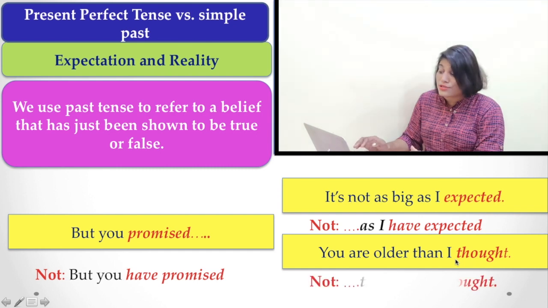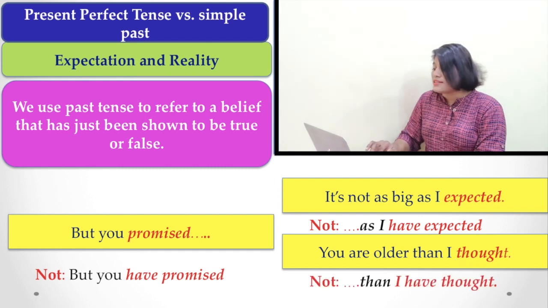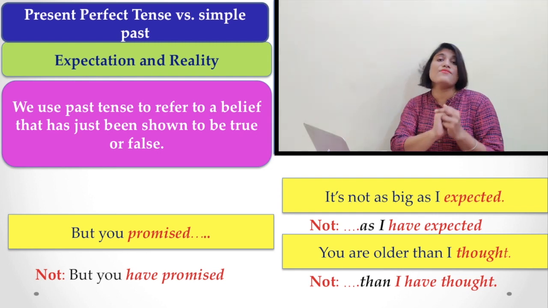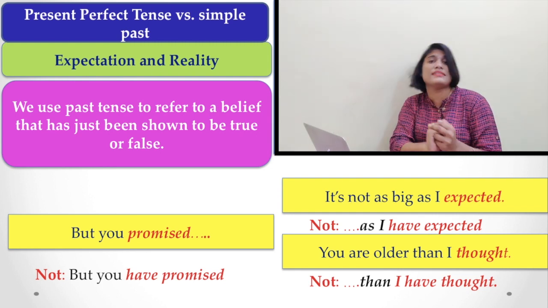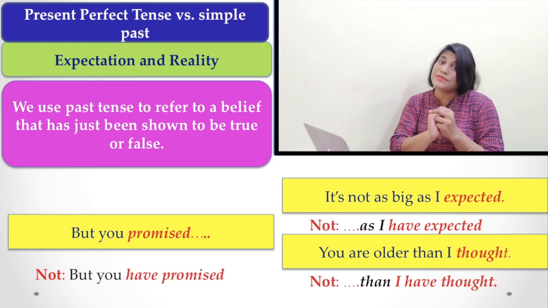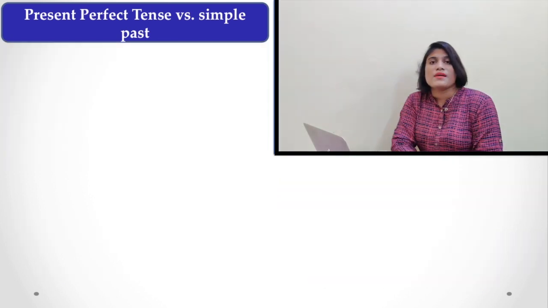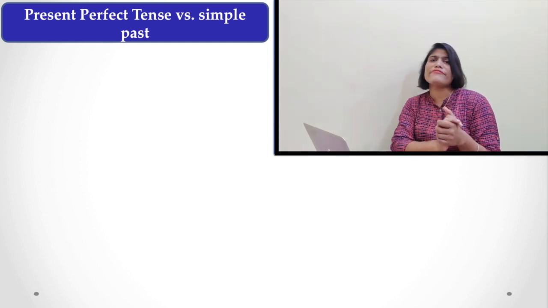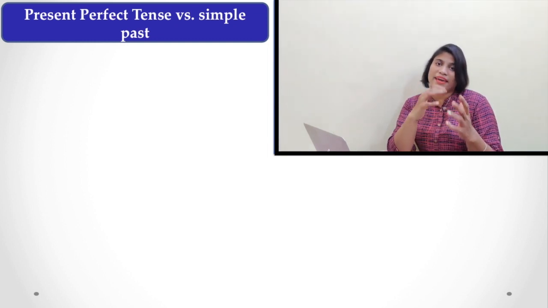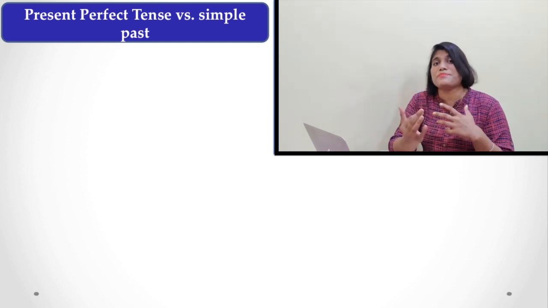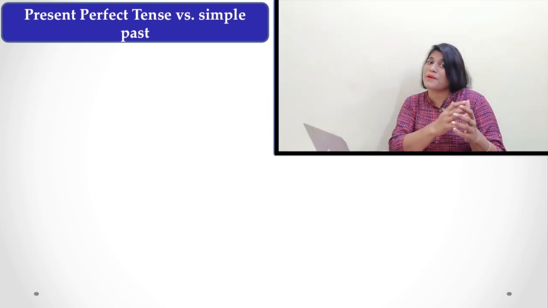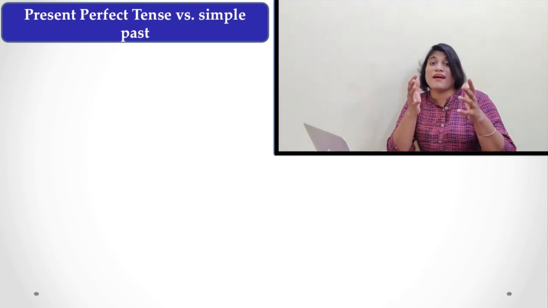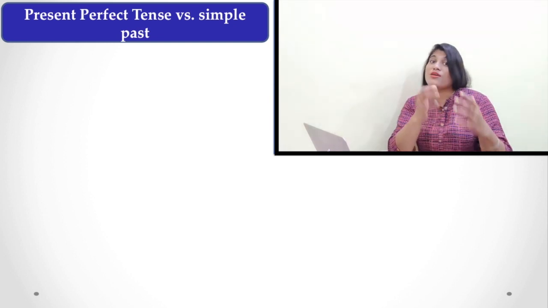That is, here also you do not use "than I have thought." So in these cases, you have to use simple past instead of present perfect. Here, another important and vital thing: if the noun in case of both present perfect and simple past tense is different, then you have to choose either of these tenses very cautiously.